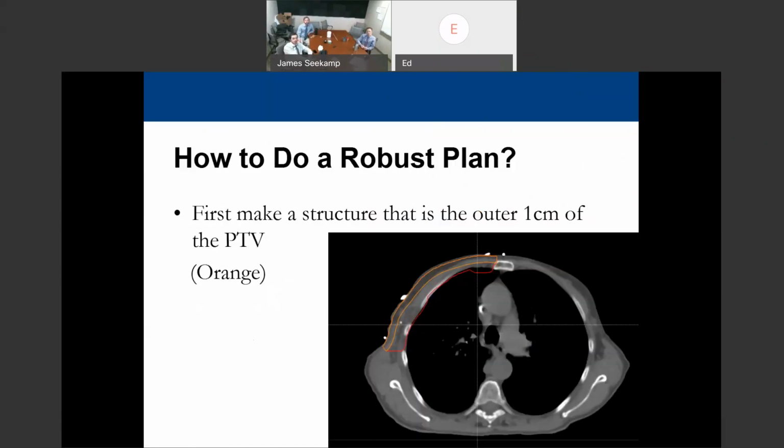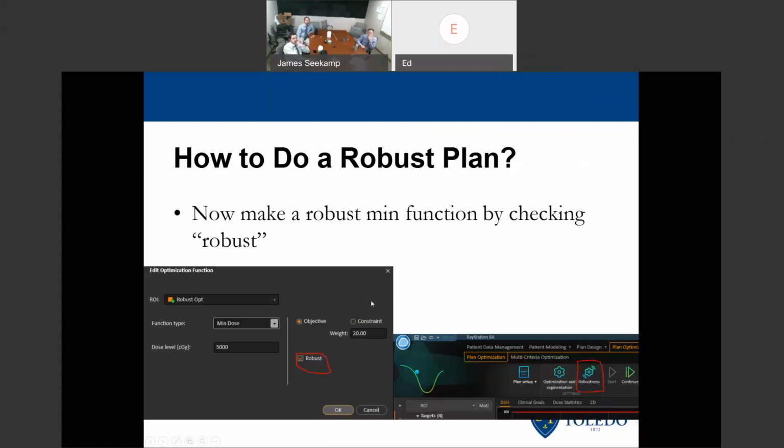So I went up to try this. I actually tried this before I found those prior 2 publications, and I documented how to do it. So we have this red region, which is our target. Did some algebra to get the outer 1 cm of the target, and then added a robust optimization function, where all you do is basically check this box down here to call it robust, which then enables your robust settings in the optimizer.